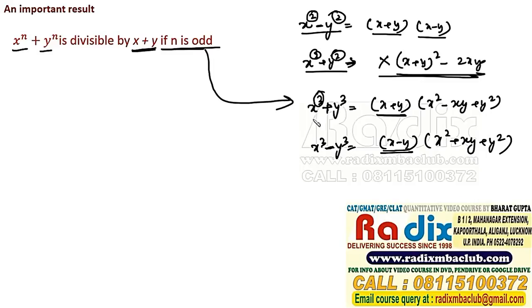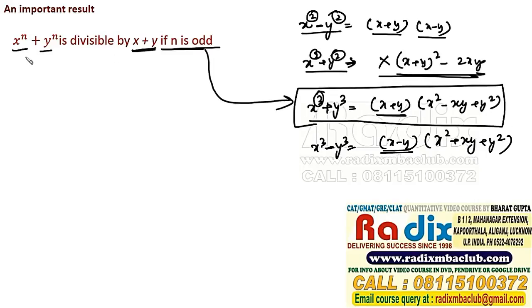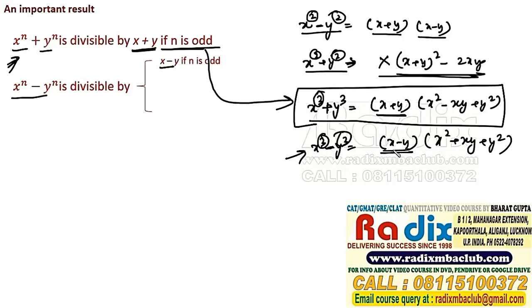Now if you know this formula, this logic is very important for you and very easy also. Now next condition, if we have minus sign in between two numbers with the same power, now there are two conditions. One condition, this number is divisible by x minus y if n is odd. In this case, see, if power is odd, it contains only x minus y, and the second condition, it is divisible by x minus y as well as x plus y if n is even.